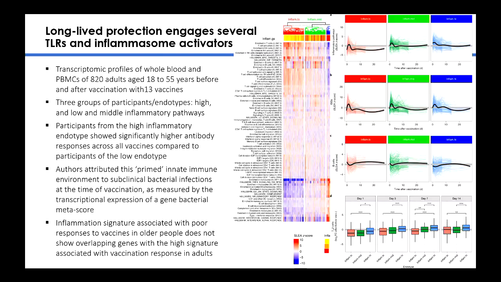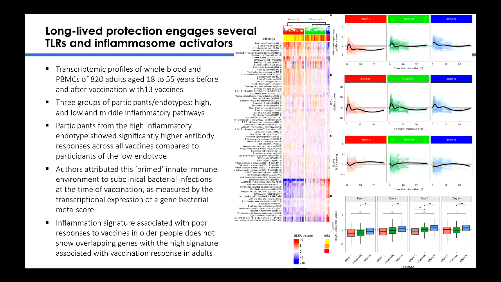So they attributed that primed stage to maybe subclinical bacterial infections, because we know the bacteria, the LPS, for example, is really potent in activating those inflammatory pathways. In fact, some of our adjuvants are modified LPS, so it's a bit less toxic, but it has a very good potential in activating those pathways.